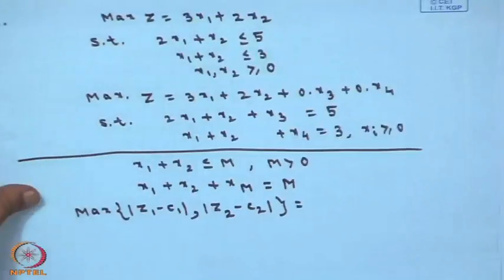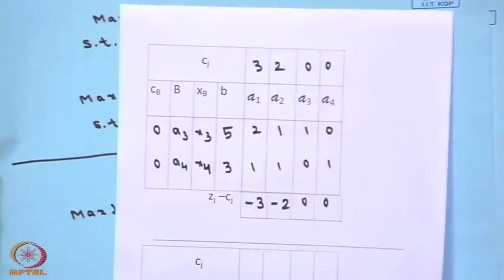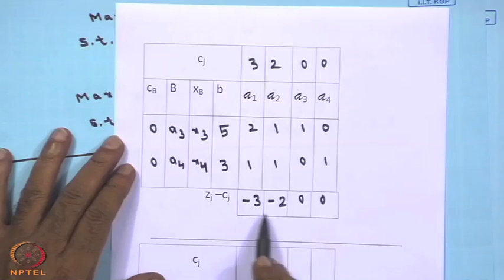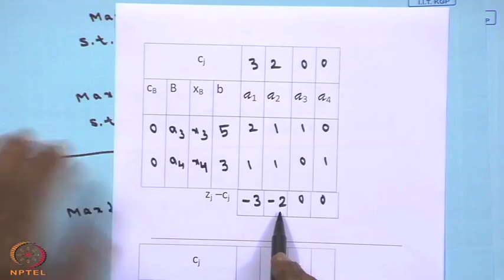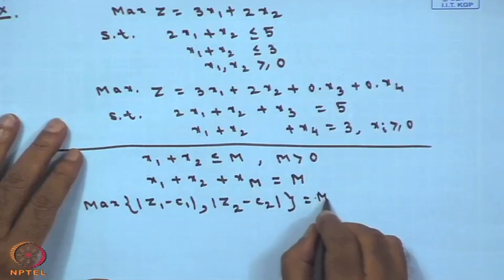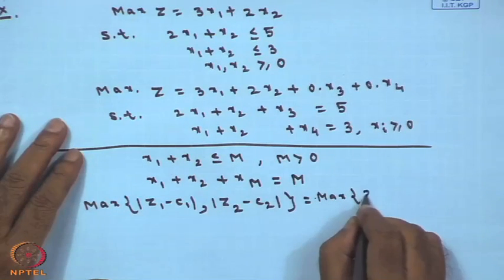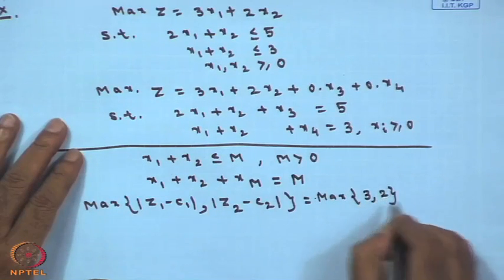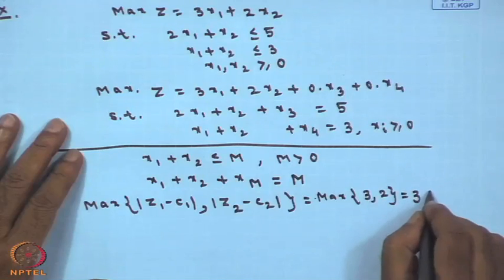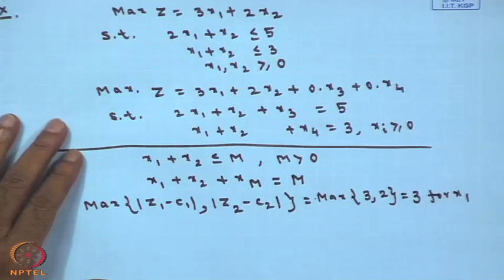So, from here your Z1 minus C1 is minus 3 and Z2 minus C2 is minus 2. If you take the modulus, it will be the maximum of 3 and 2, which equals 3, and this corresponds to the variable x1. Therefore, what you have to do?